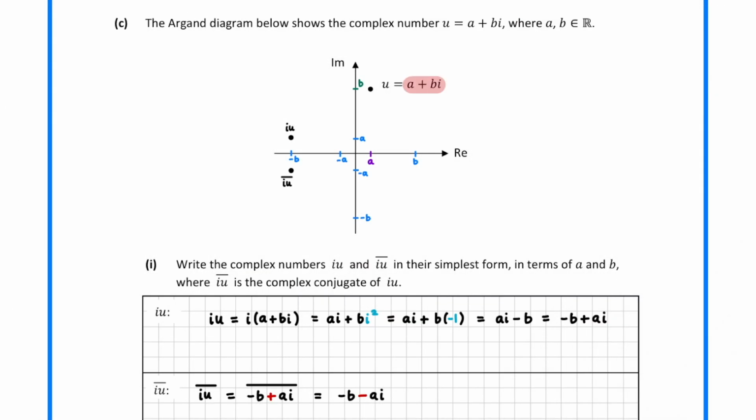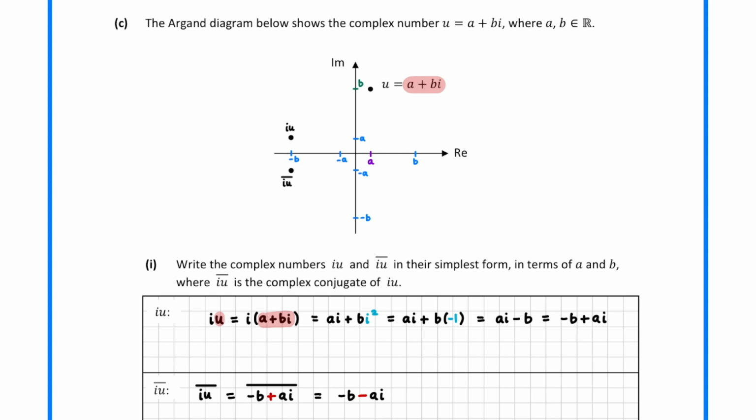In part C, the complex number u equal to a plus bi is plotted on an Argand diagram. In part 1, we must calculate iu and iu conjugate. Since u is equal to a plus bi, iu can be written as i times (a plus bi). This expands to ai plus bi squared, and since i squared is equal to minus 1, this can be simplified to ai minus b. Writing the real component first, this becomes minus b plus a times i.